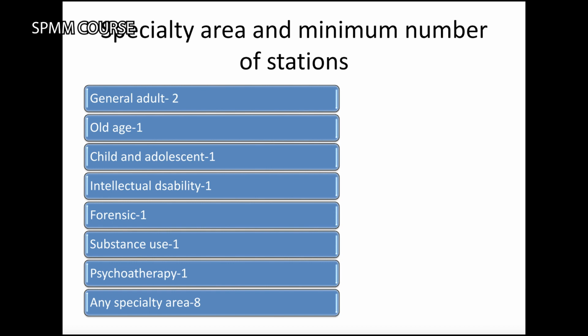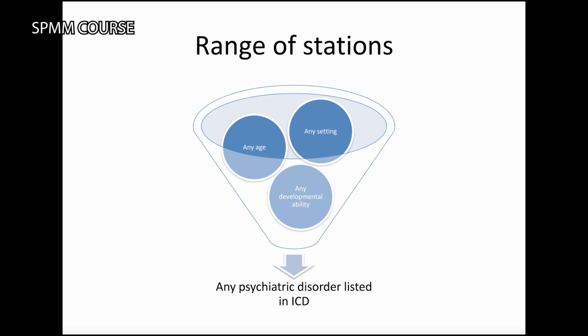And any specialty area, 8 stations. In total, there are 16 stations, and they are broken down as I have described. In terms of range of stations, you may get patients from any setting. It could be outpatients, inpatients, or community settings. You may get patients from any age, starting from childhood to old age, and any developmental ability. And also, the college may test any psychiatric disorder which is listed in ICD.